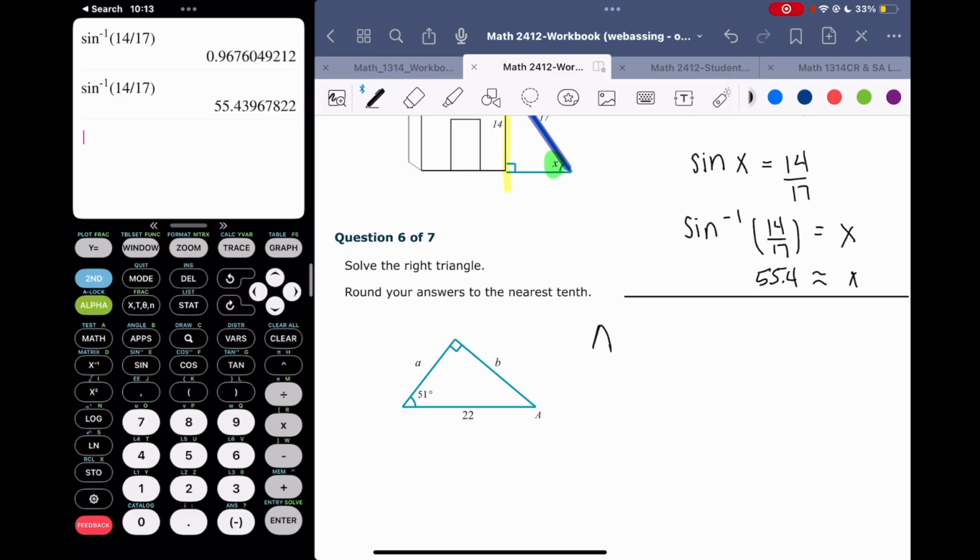We have capital A, small b. So that means if we label this as A, big B, big C, and this is small c. So B, big C equals 90. Small b is 51. These are angles and these are sides. And then small c is 22.